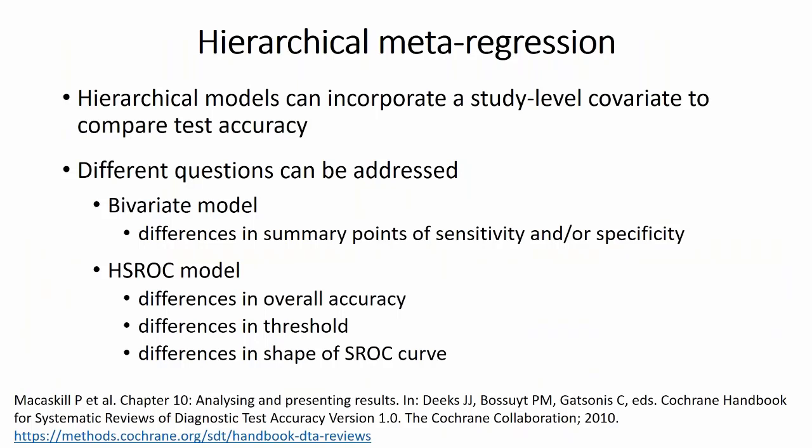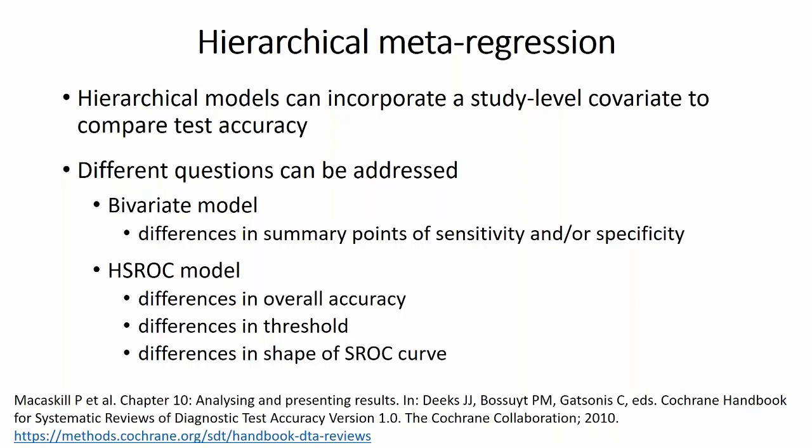Of course, since my methods review, there have been other publications, and I'll come back to that. But for now, I just want to look at hierarchical meta-regression. This is what's recommended in the handbook. Because these hierarchical models are regression models, they can be extended by adding a study level covariate. So we can add a covariate for test type and use that as a means of comparing test accuracy.